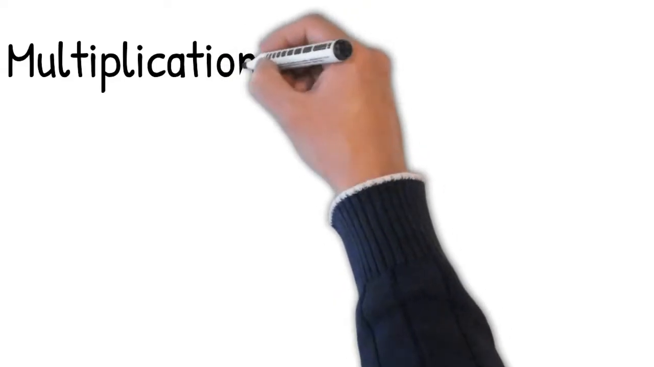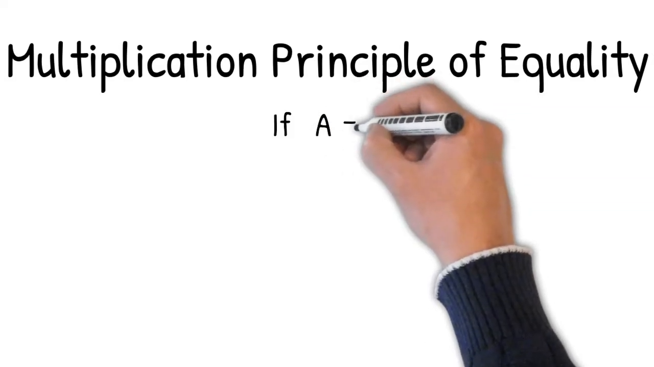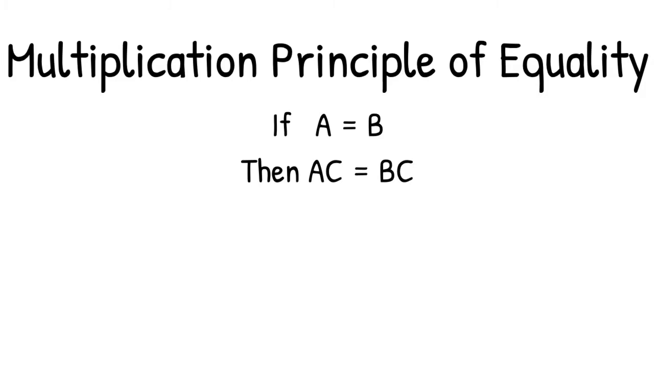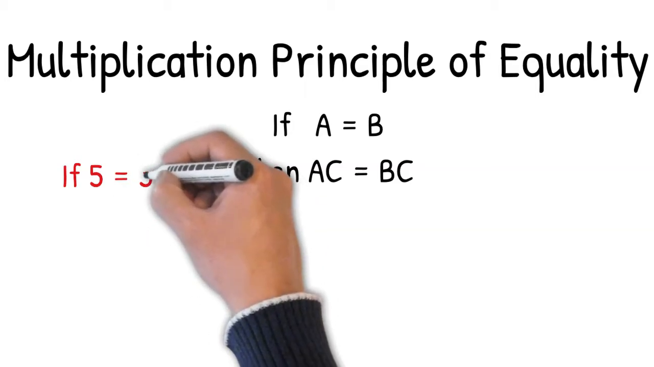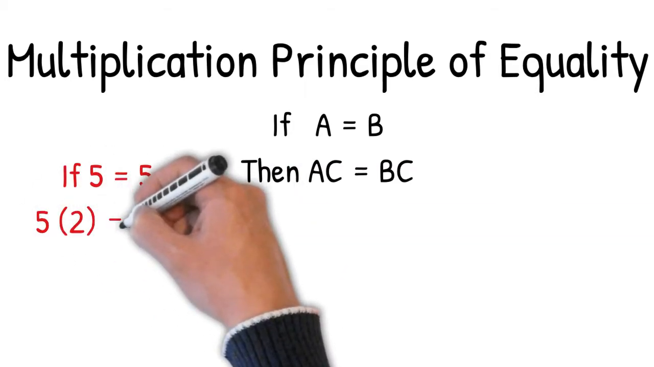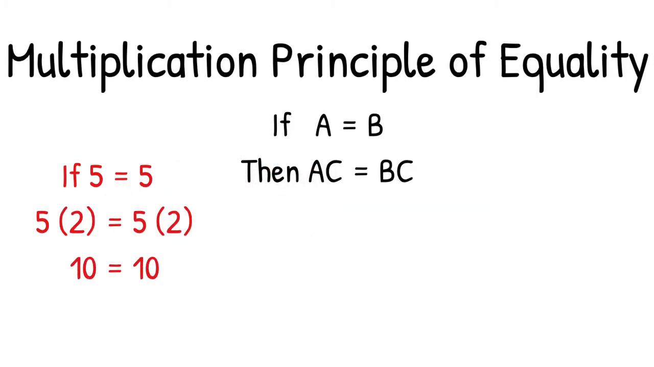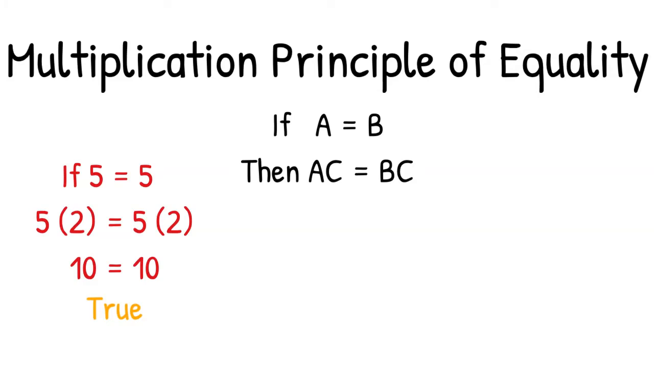To solve the equation, we can use the multiplication principle of equality, which says if a is equal to b, then a times c is equal to b times c. Multiply both sides of the equation by the exact same number or variable. Let's try this using some numbers instead of the variables. If 5 is equal to 5, then if I multiply both sides by 2, 5 times 2 on the left is 10, and 5 times 2 on the right is 10, and 10 is equal to 10, and the equation is true. The multiplication principle of equality also works for division.